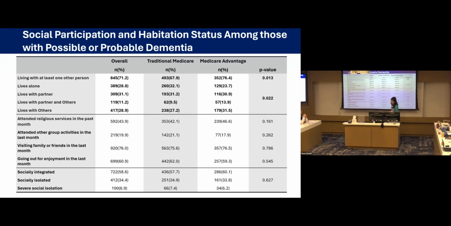And the other measures here, I'll just quickly point out, when we're looking at things like social integration or social isolation, and then other measures of social participation, like whether or not they're going out to visit family or friends, going out for employment, attending group activities, we're not finding anything significantly different there.